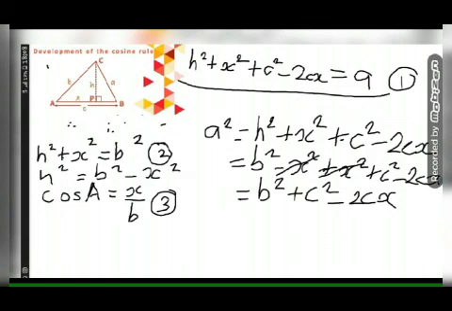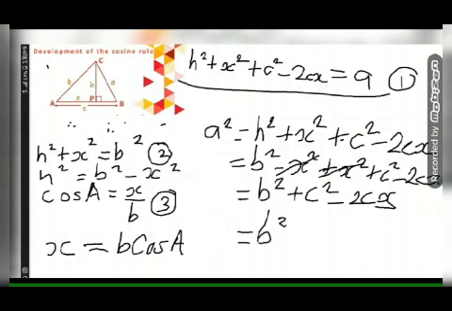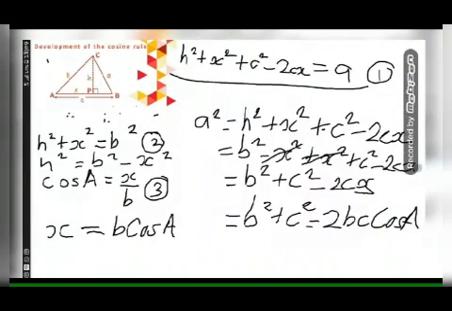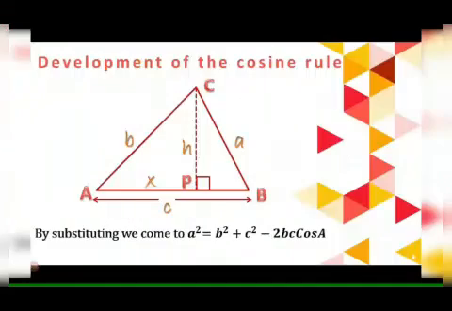Now we're left with our third equation. For us to use it, we first have to make x the subject of the formula, and we do that by multiplying cos A and b, such that x is equal to b cos A. This means that where we have x in this equation, we are going to substitute it with b cos A, and that becomes a squared is equal to b squared plus c squared minus 2bc cos A. And this is our cosine formula.